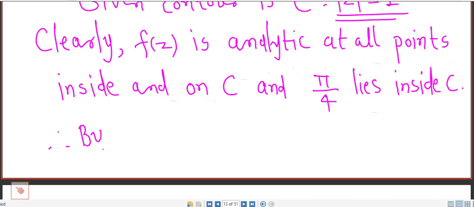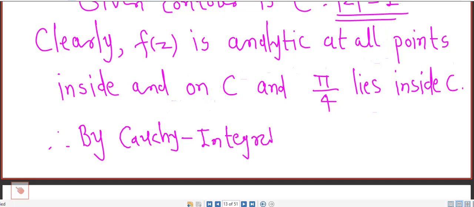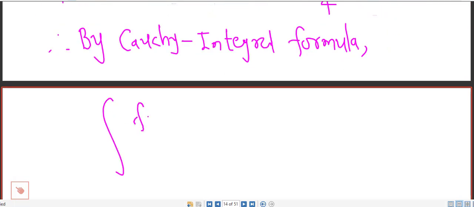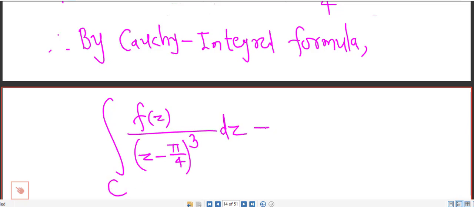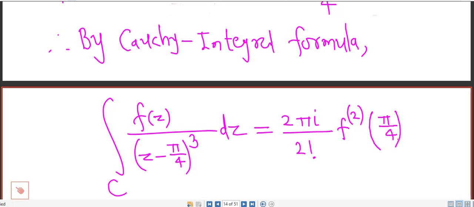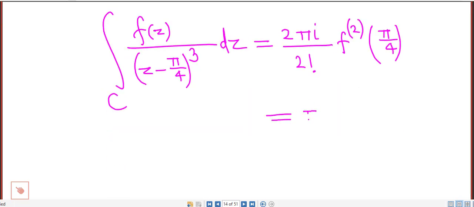So therefore by Cauchy integral formula, the integral of f of z divided by (z minus pi by 4) to the power 3 along the unit circle mod z equal to 1 will be equal to 2 pi I divided by 2 factorial times the second derivative of function f of z at point pi by 4. So 2 factorial is 2, so it will cancel out, and here we require the second derivative of f of z at point pi by 4.